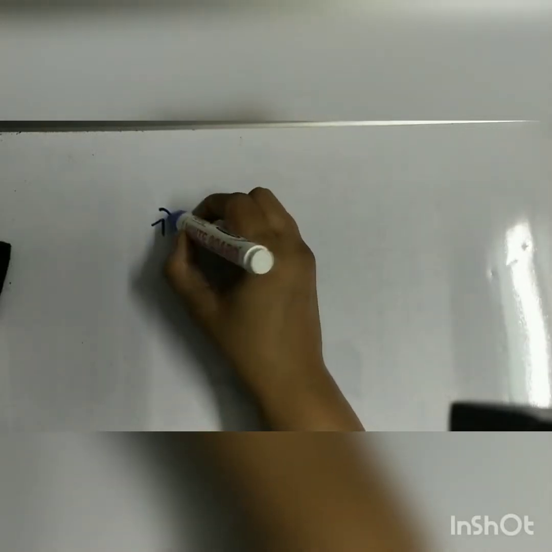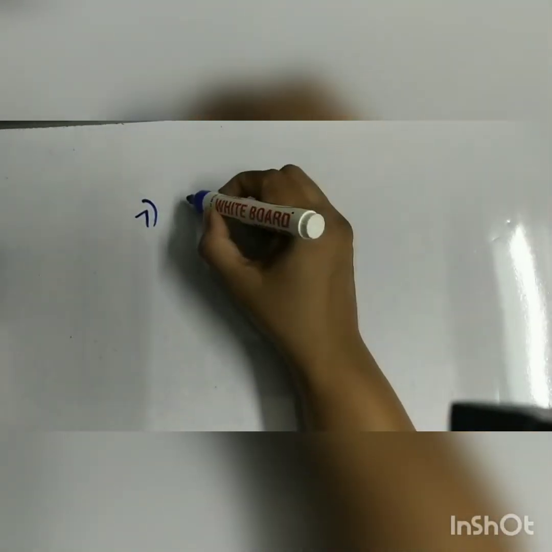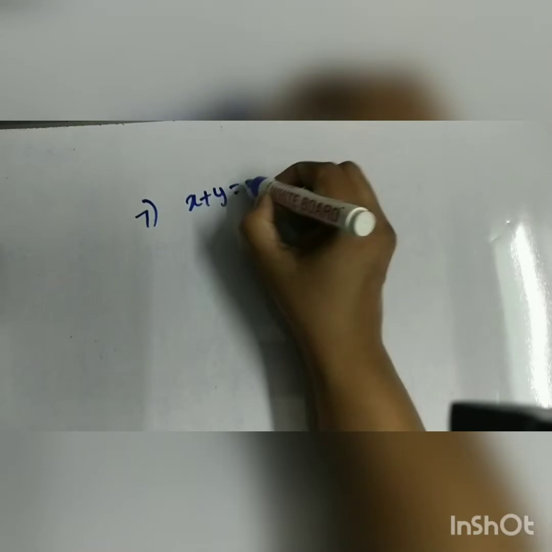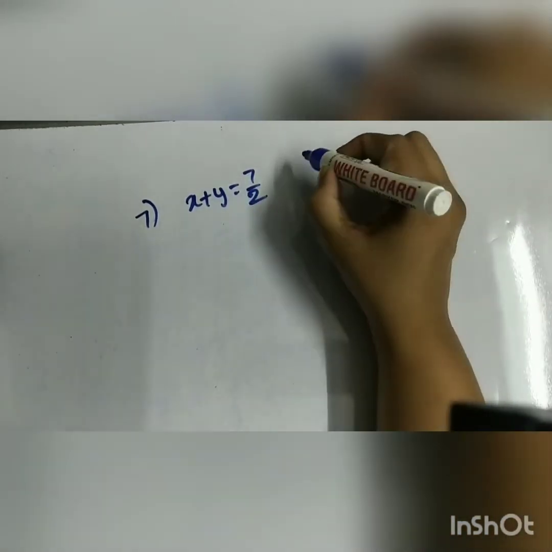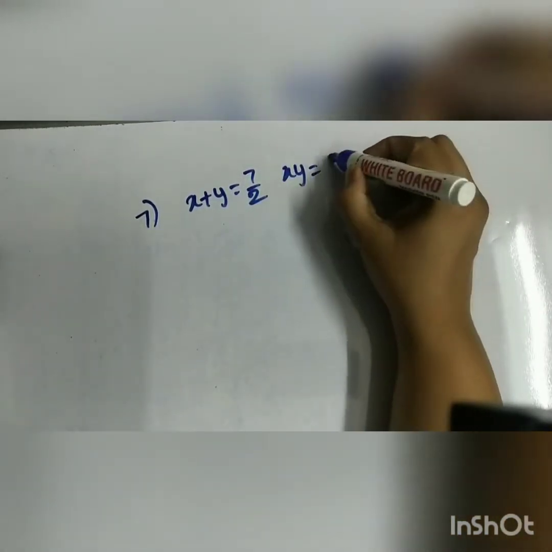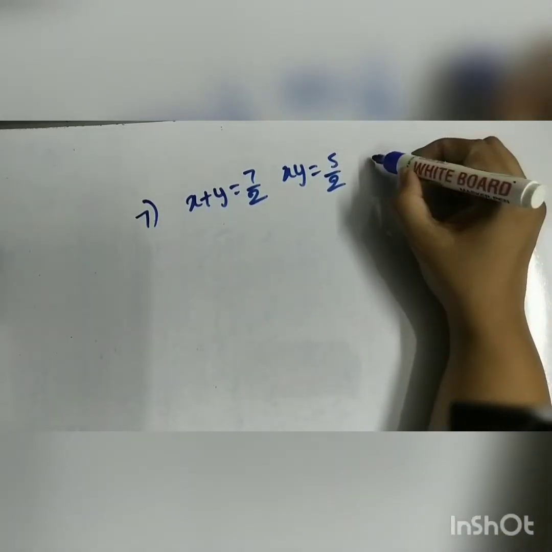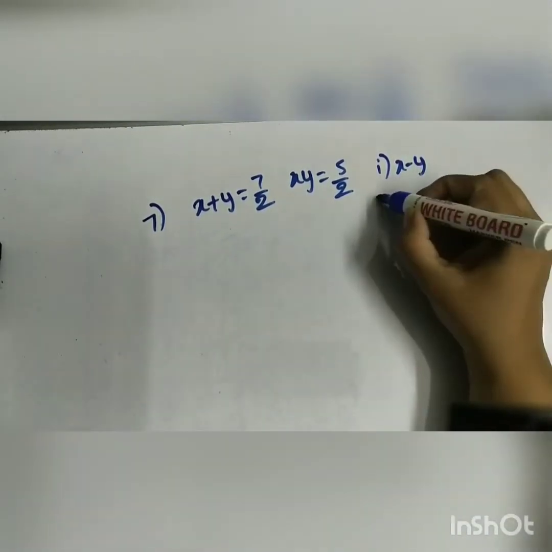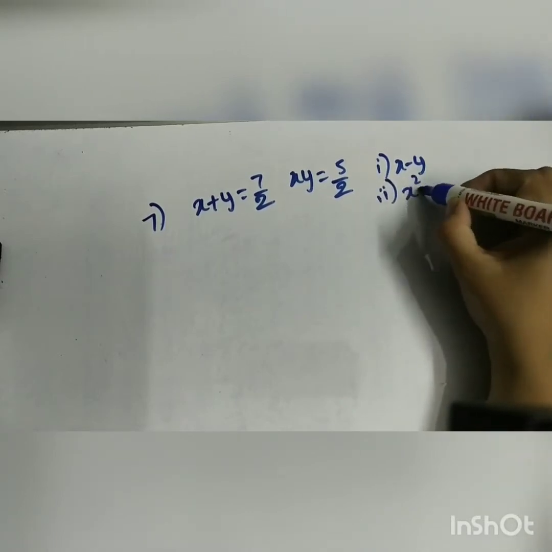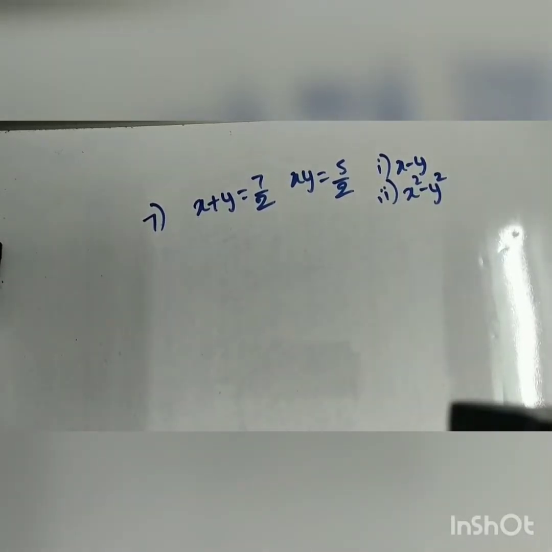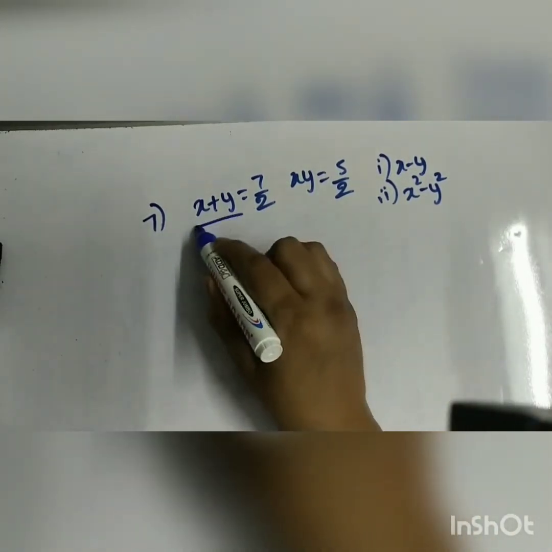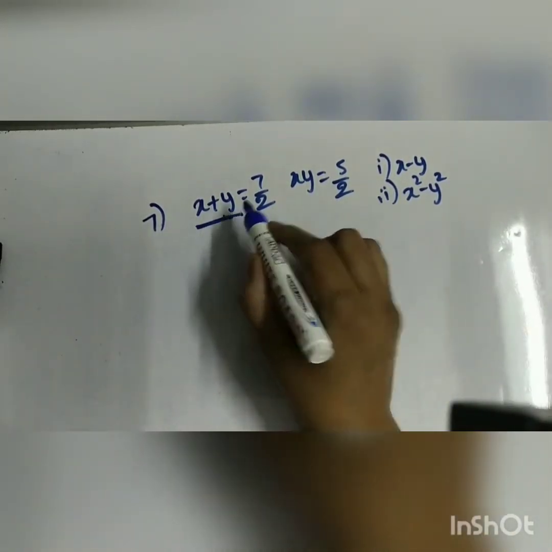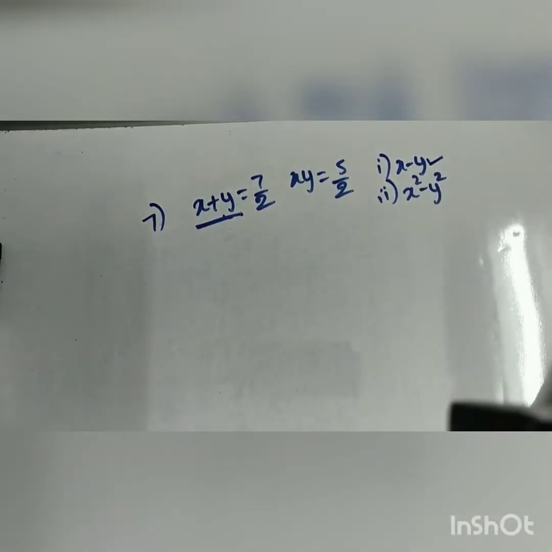The seventh main now. Seventh question is, if x plus y is given as 7 by 2 and xy is given as 5 by 2, we are supposed to find two things here: first, the x minus y value, and second, x square minus y square. As I told you previously, if they give x plus y, we are supposed to find the opposite, x minus y.